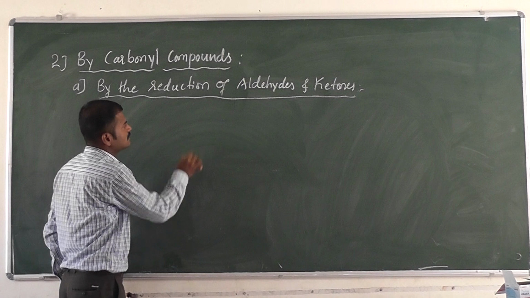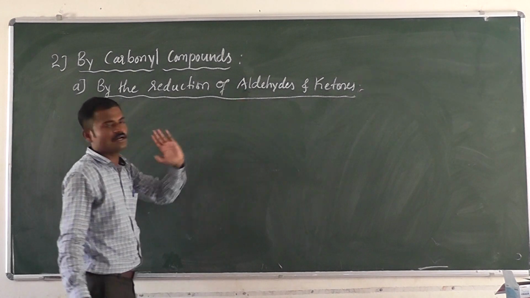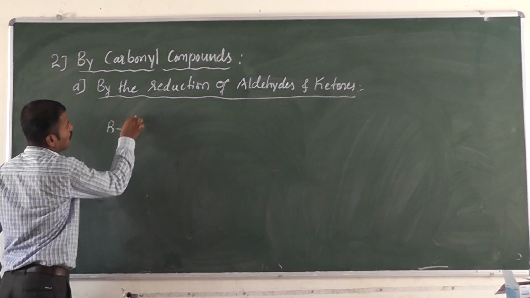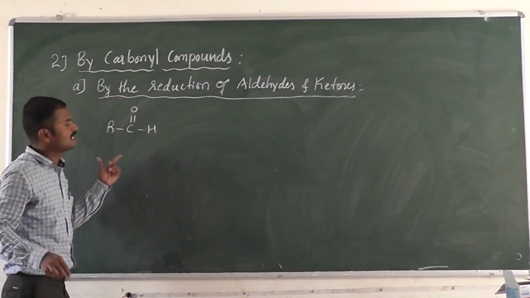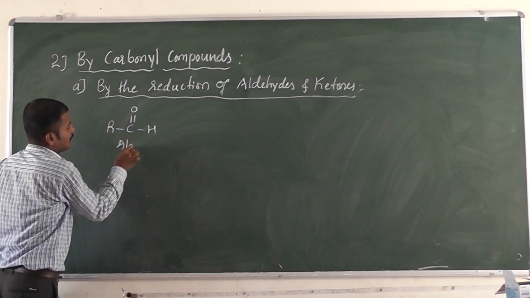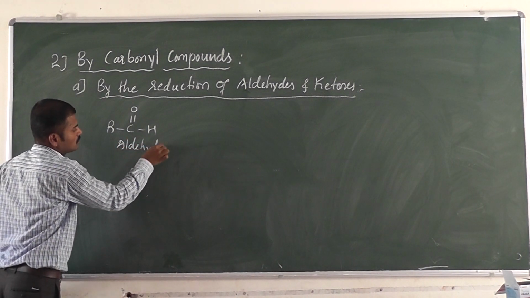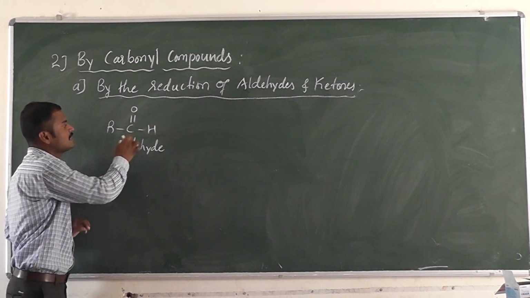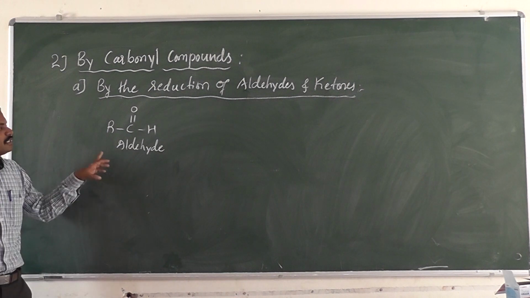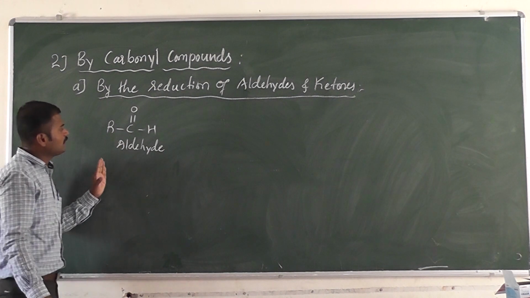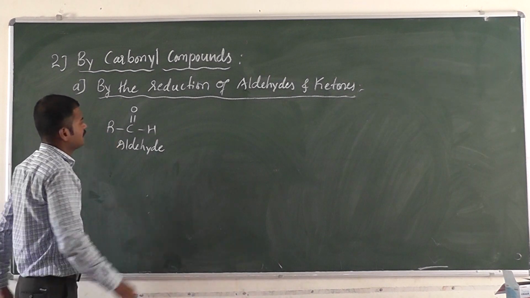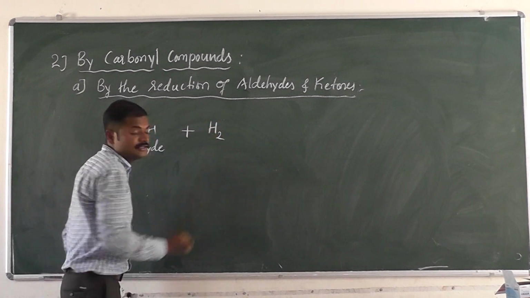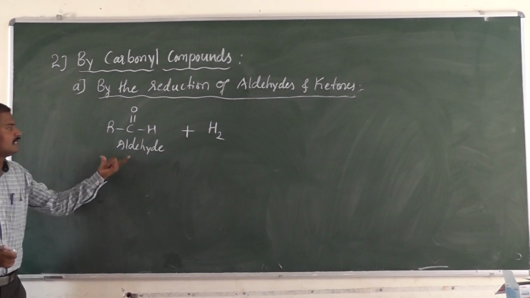Generally we know the general formula for aldehyde. What is the general formula? RCHO. This is the general formula of aldehyde. Here the CHO group is the functional group of the aldehyde. When this aldehyde undergoes reduction, reduction means addition of hydrogen. We add hydrogen to the aldehyde.